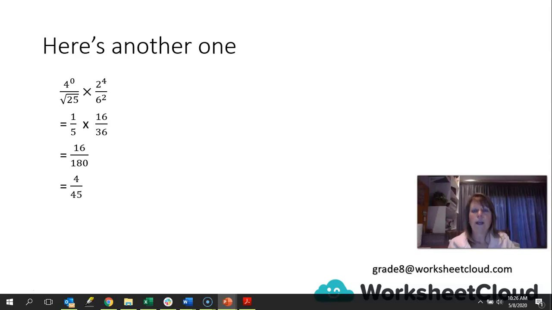Let's just go over it again. Each one of those parts of each fraction had something to be done to it, so we're going to tackle that first and come to the fractions that we can work with. So 4 to the power of 0 was 1. The square root of 25 is 5. 2 to the power of 4 is 16 because it's 2 times 2 is 4 times 2 is 8 times 2 is 16. Then 6 to the power of 2 is 36. Okay. Then we're going to multiply out because there's nothing that we can see that can cancel or cross cancel. We're going to end up with 16 over 180 and then we simplify to 4 over 45.